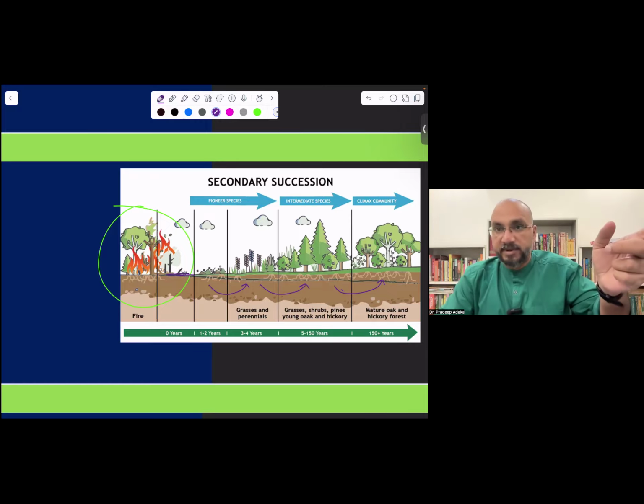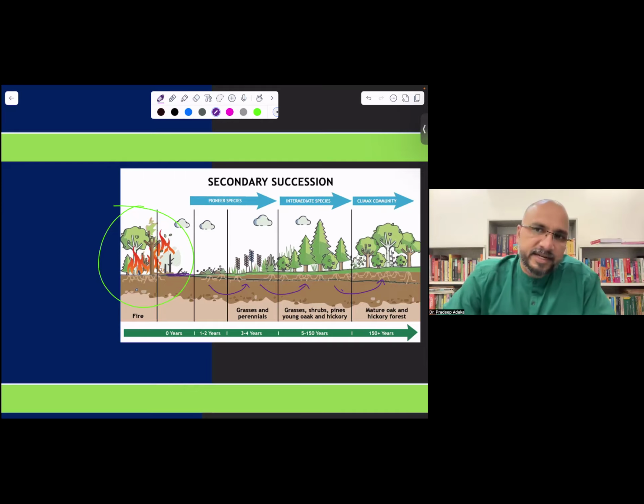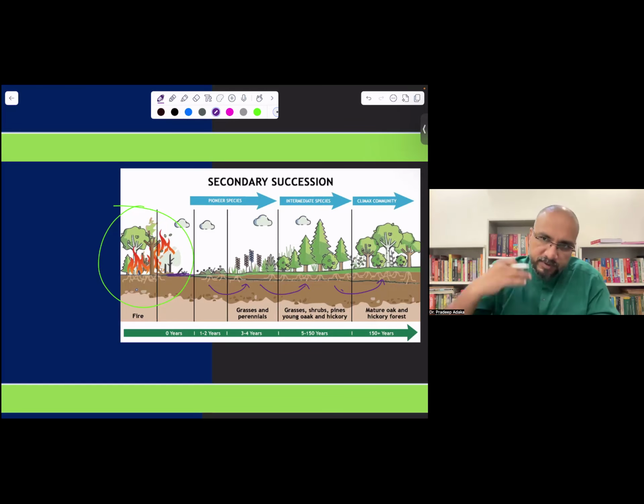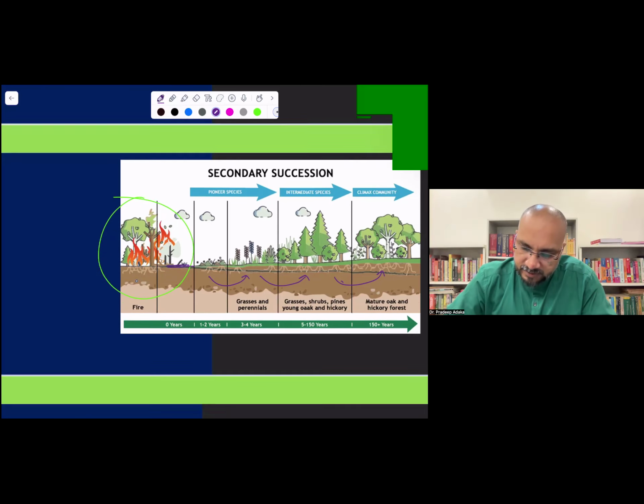When compared to your primary succession, secondary succession takes a shorter period of time because soil is already there. There is already soil, seeds are there which can germinate when moisture is available, right? So this will take a shorter period of time to get into your mature forest, right?